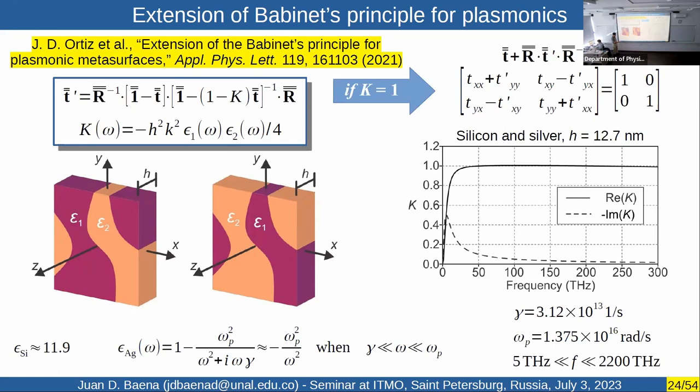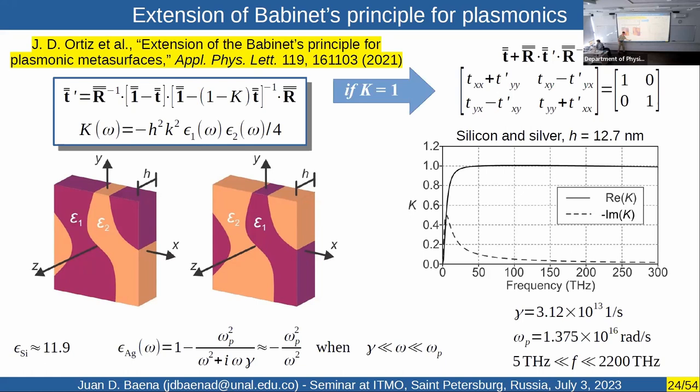Imagine that we are working at a frequency which is much bigger than the collision frequency, and at the same time much smaller than the plasma frequency. When omega is much bigger than gamma, then this gamma could be neglected. Let's imagine it is neglected, okay? And then at the same time, omega much smaller than the plasma frequency. So this number will be much bigger than one. And you can neglect also the one.